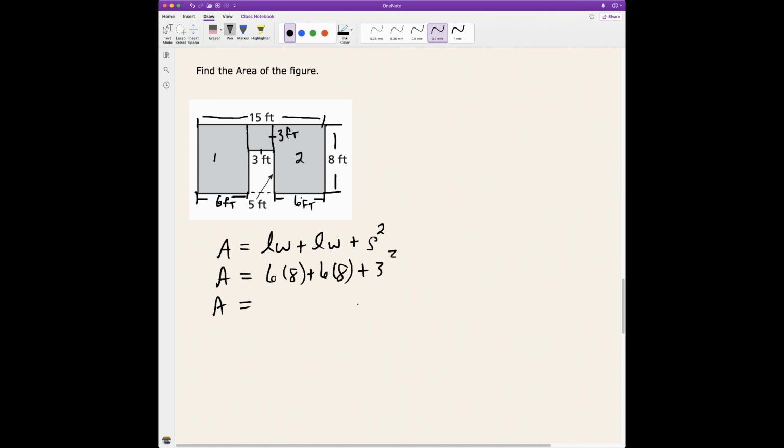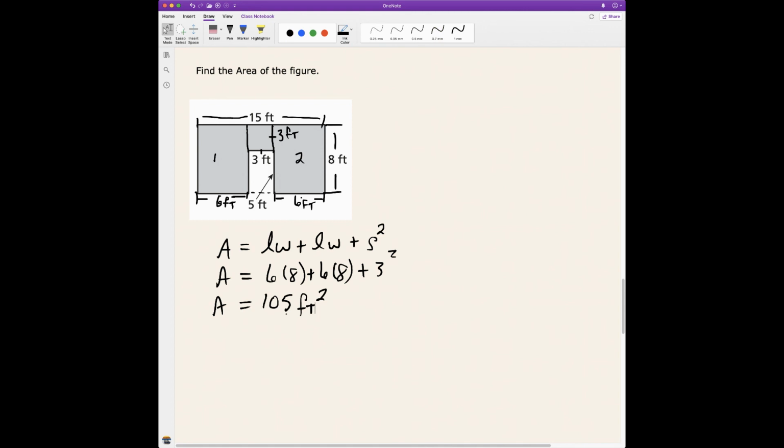So when you calculate this, you get an answer of what? The answer is 105 feet squared, because area is always squared.